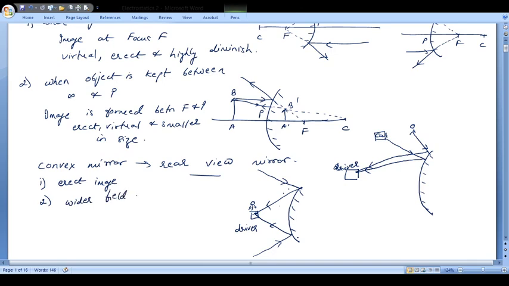field of view. It means that whatever objects are here, at such large distances, the driver is able to see them, and that is why the images which are formed here are very small in size. Since they are small in size, a lot of area will be covered, and the driver is able to see a lot of area behind him. If a truck or a car is coming, if you see the back side, it is going to cover so much distance. All these things are only possible if you use a convex mirror.